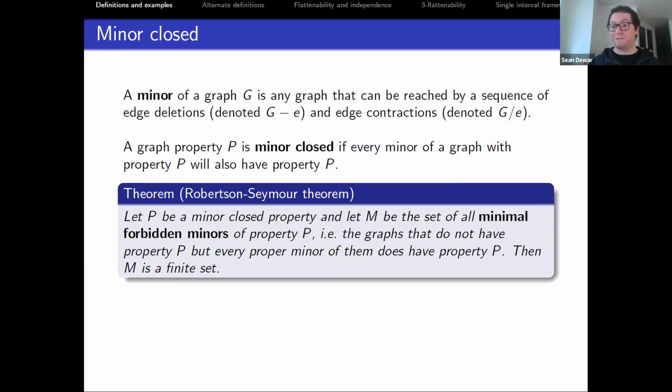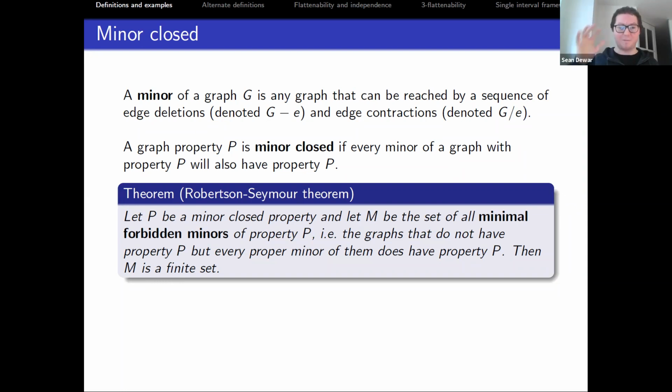That's also going to be a forbidden minor property, because you can show edge deletion isn't going to change anything, and edge contraction isn't going to change anything. So it's a minor closed property. We have a finite set of minimal forbidden minors. At the moment, they know there's at least 17,000, but that number is probably higher. They don't know how many there actually are. They know it's a finite set, but these finite sets can get extremely large.